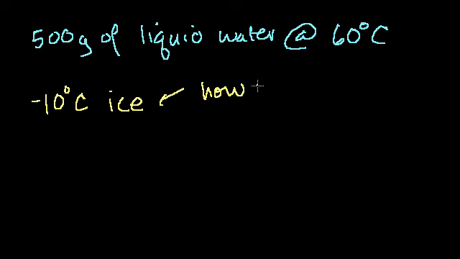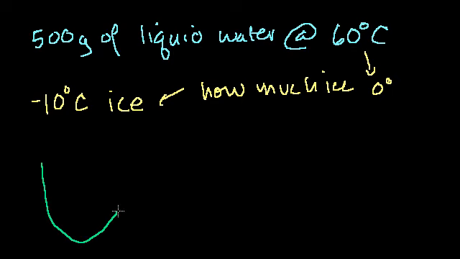So how much ice do I need, if I'm going to take the ice out of the freezer and just plop it into my liquid, to bring this 500 grams of liquid water down to 0 degrees? If we just imagine a cup here, let me draw a cup. This is the cup. I have some 60-degree water in there. I'm going to plunk a big chunk of ice in there.